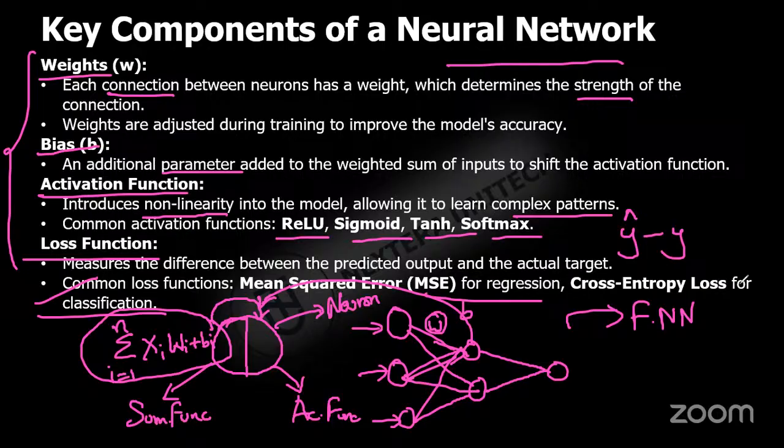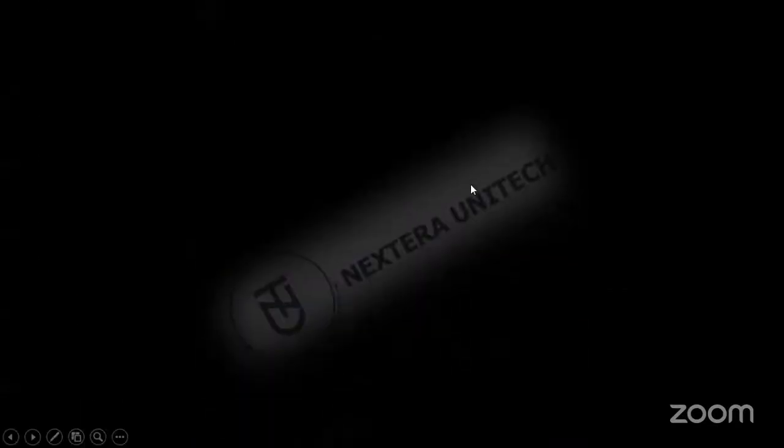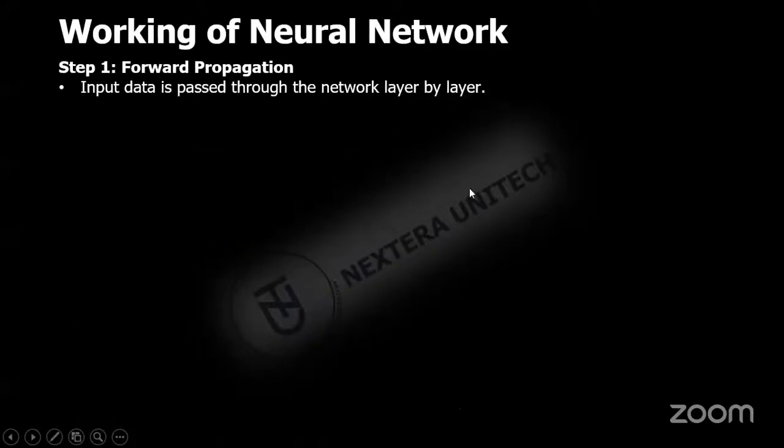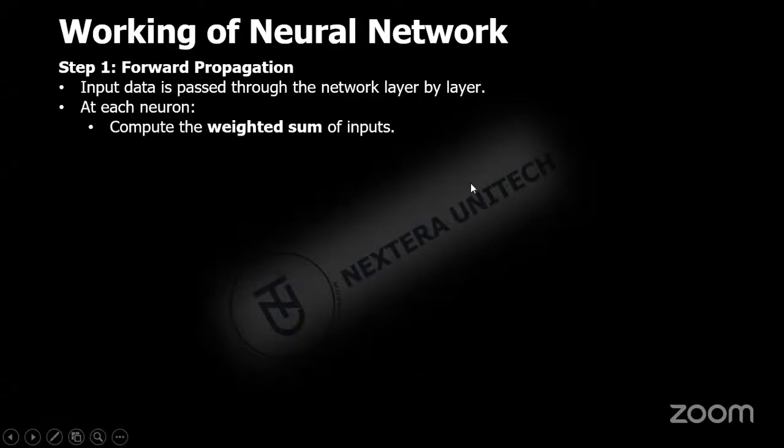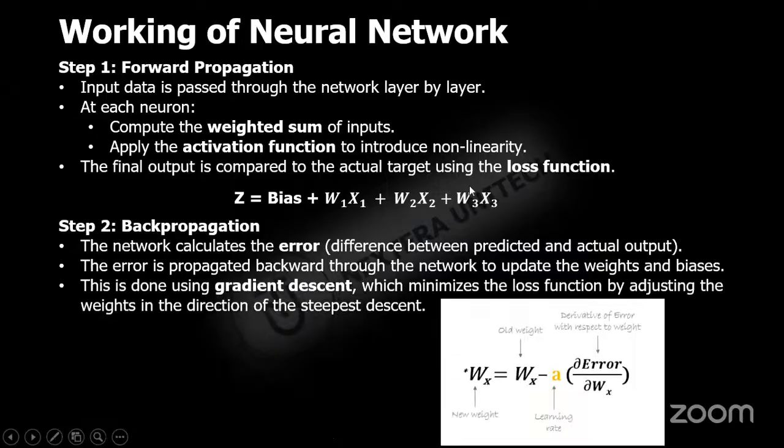But first we have to understand how a neural network works. The neural network working principle is actually in two steps. One is called forward propagation and the next one is called backward propagation. So what exactly happens in forward propagation and what happens in backward propagation? Let us understand this. I'll take a small neural network. So I assume this is my neural network.